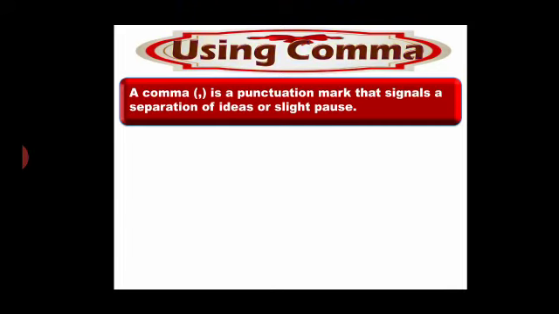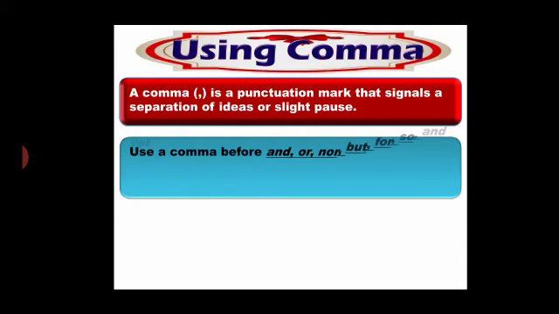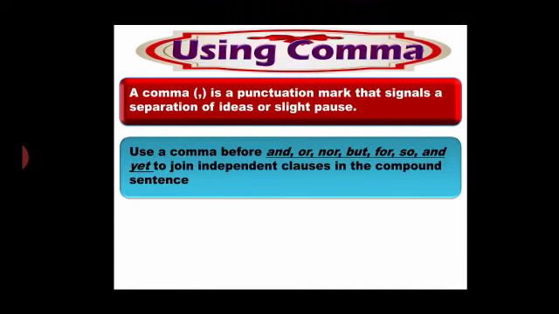What kind of ideas? The ideas can be nouns, can be verbs, can be phrases, can be clauses. So what do you think the meaning of the word separation of ideas? The first one that we'll speak about today is using a comma before coordinating conjunctions. Do you remember the coordinating conjunctions? Let's remember together. The coordinating conjunctions are and, or, nor, but, for, so, and yet.